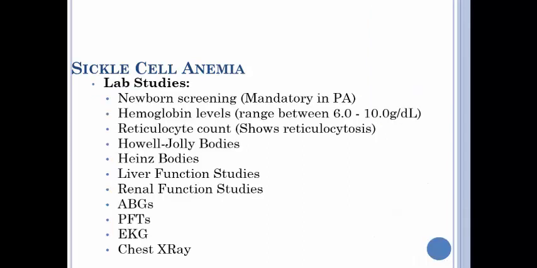Lab studies: we talked about the newborn screening, which is mandatory in the state of Pennsylvania. You can see hemoglobin levels that are a little lower than normal, at 6 to 10. The reticulocyte count shows reticulocytosis. The Howell-Jolly bodies and Heinz bodies are specific to sickle cell anemia. They'll do liver function studies, renal function studies, ABGs, PFTs, EKGs, and chest x-rays, again looking for any of the complications of the sickle cell.